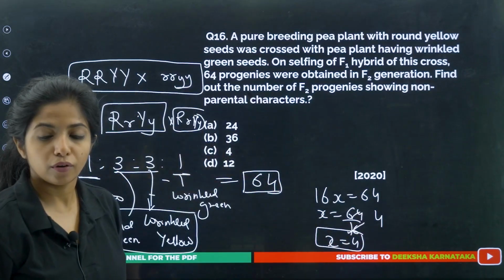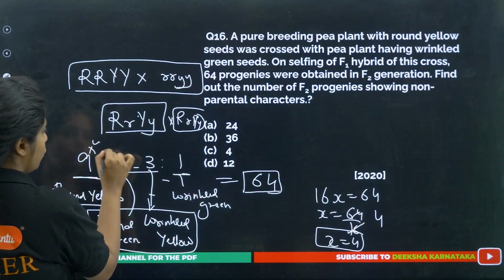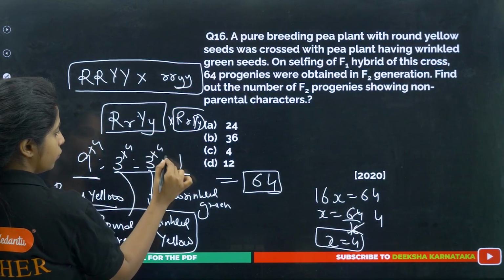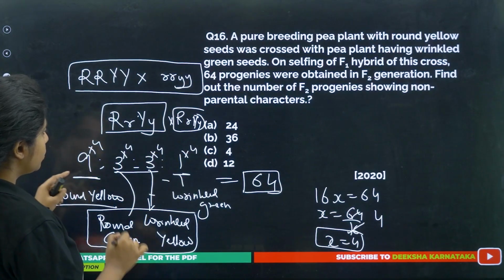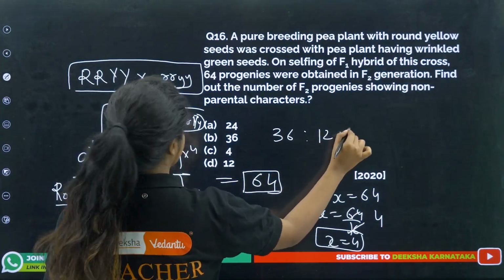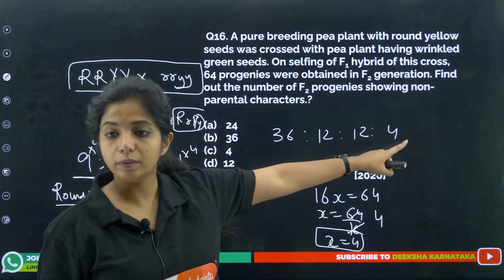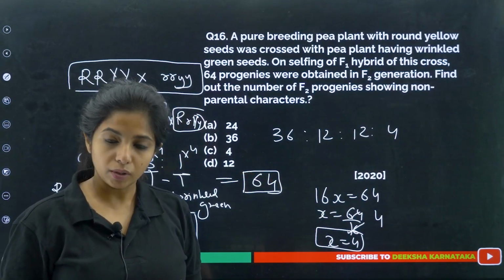X is equal to what? 4. Now what you have to do? You have to multiply things. So 9 into 4, 3 into 4, 3 into 4, 1 into 4. So when you do this, you get what? 36, 12, 12 and 4. Together if you calculate, it will be 64 only.